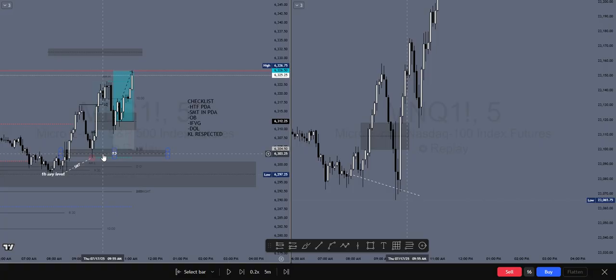We have a 15-minute imbalance right here, which is now the start of our strategy. This is the start of our strategy. 15-minute PD array, high time frame PD array with our SMT. Our 1-minute SMT matches with our 15-minute PD array because of time frame alignment.